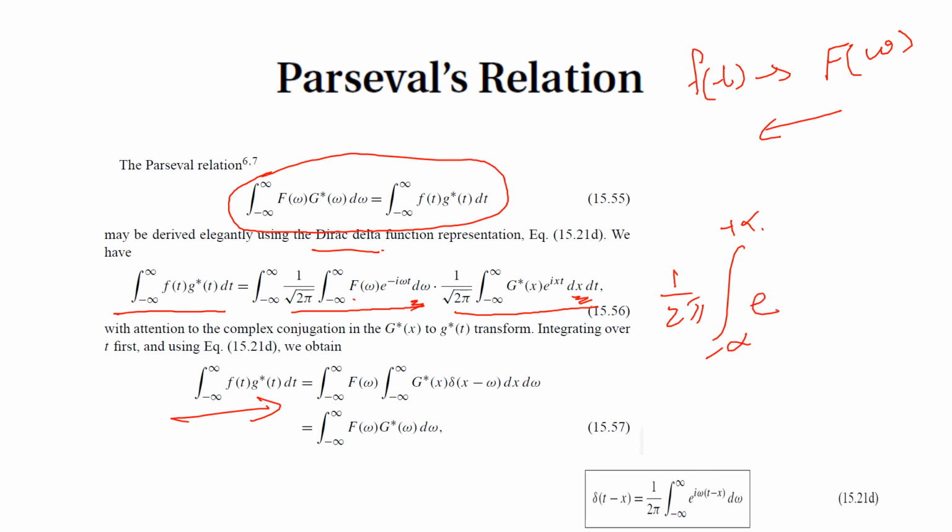e to the power i, actually ix minus omega t, dx can be written as delta of x minus omega. That is why this term came here. This is the definition of the Dirac delta function. You can see that in section 12.21d in your reference book.